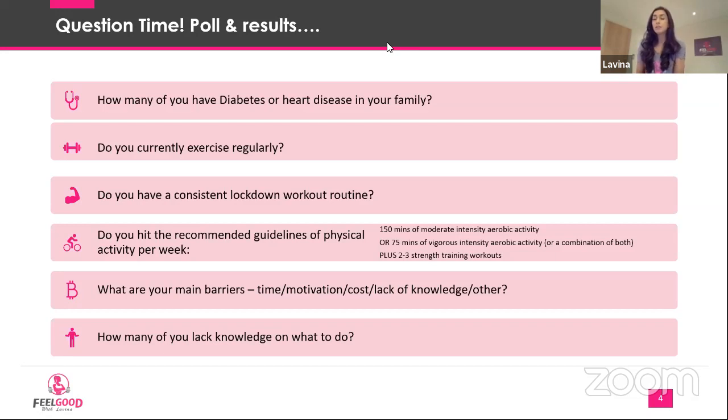Vigorous intensity aerobic activity is where your heart rate will be elevated even more into the anaerobic training zone, so like a high intensity HIIT session, or a run rather than a jog, something that's going to really raise your heart rate, and you would sort of struggle to maintain a conversation. So that's more vigorous intensity aerobic activity.